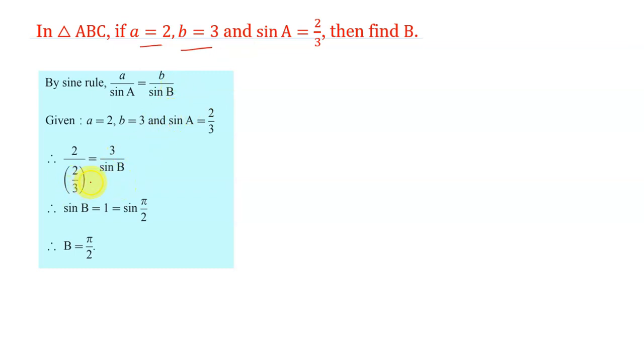Let's do the cross multiplication. What is that? 2 upon 2 by 3 means multiplied by the reciprocal. You will get here 3 by 2, and that is equal to 3 upon sine B. Overall these 2 get cancelled, 3 will get cancelled, and you will get here sine of B is equal to 1, and hence sine of B is equal to 1. The angle must be pi by 2, which is 90 degrees.